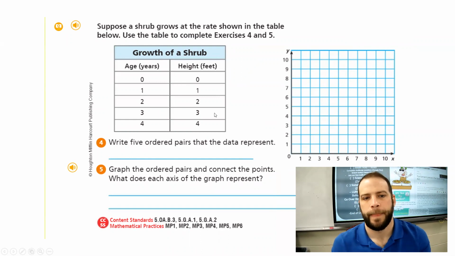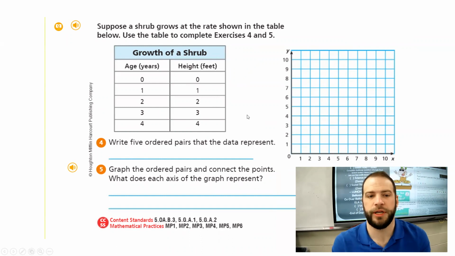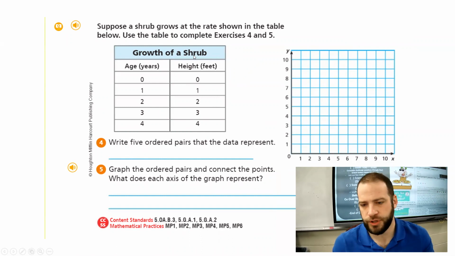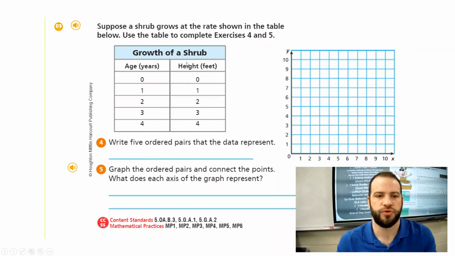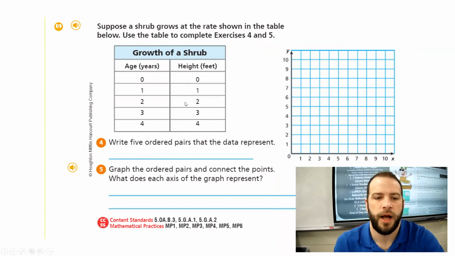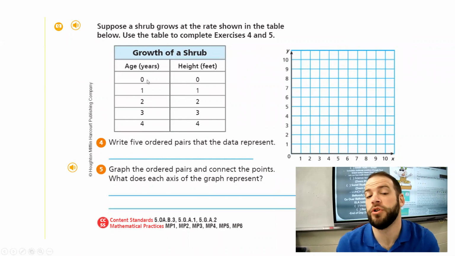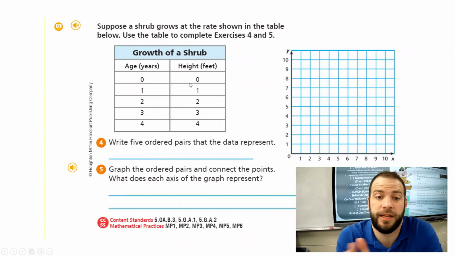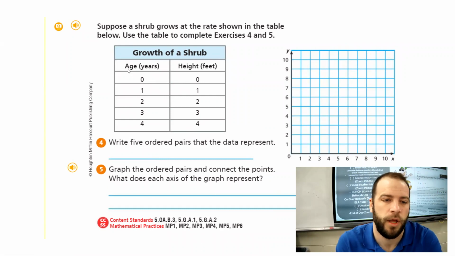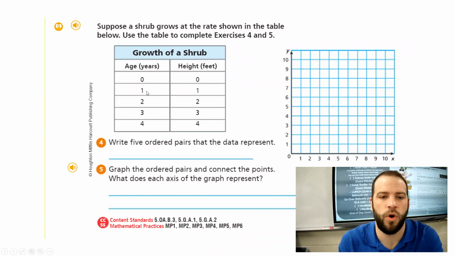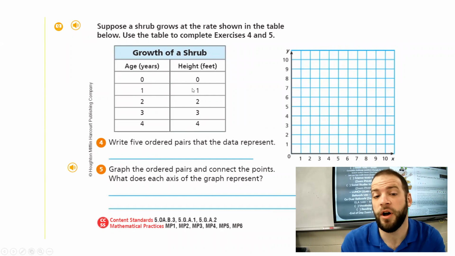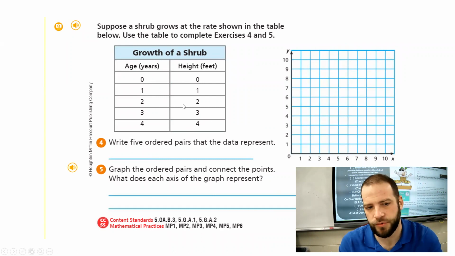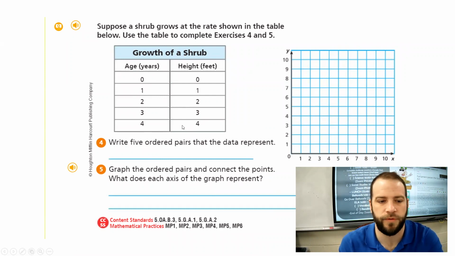Okay. So what's happening in the real world here? There is a shrub, which is like a bush, like a mini tree or a bush. So it says when it's 0 years old, it has no height because it is 0 years old. It didn't even get planted yet. If that shrub is there for 1 year, it actually is 1 foot tall. If it's there for 2 years, it's 2 feet tall, 3 feet, 4 and 4 feet. You get it. So the first thing they want us to do is write the ordered pairs.